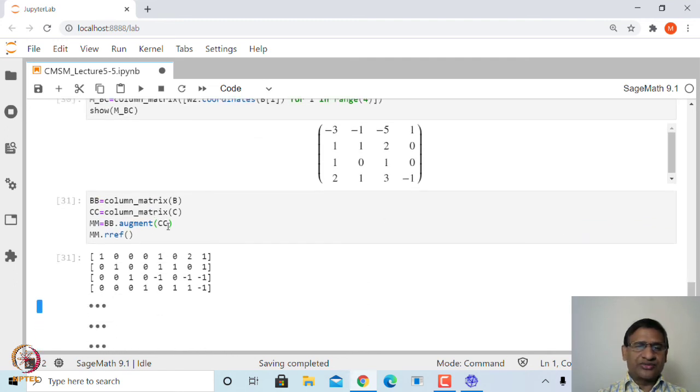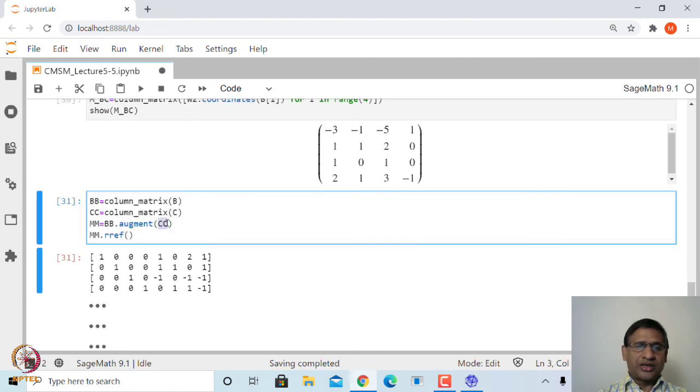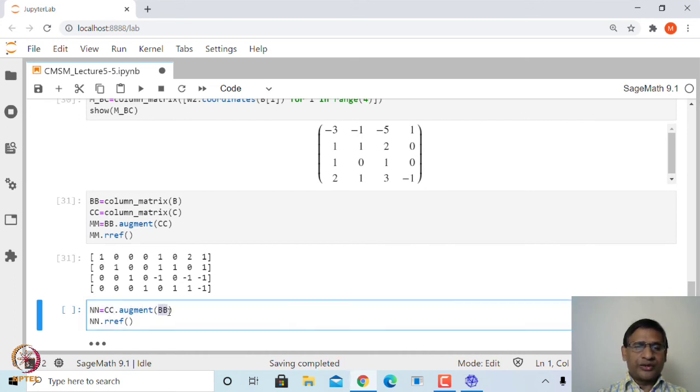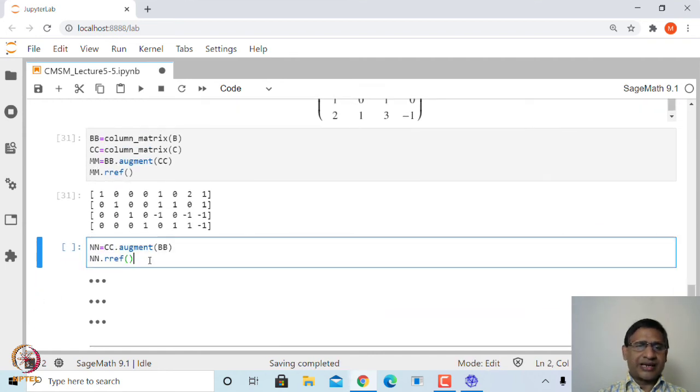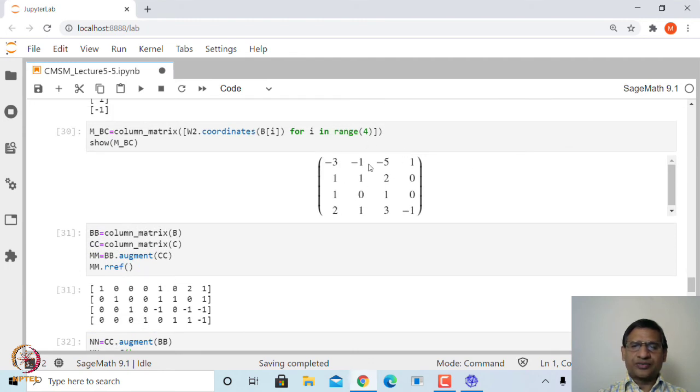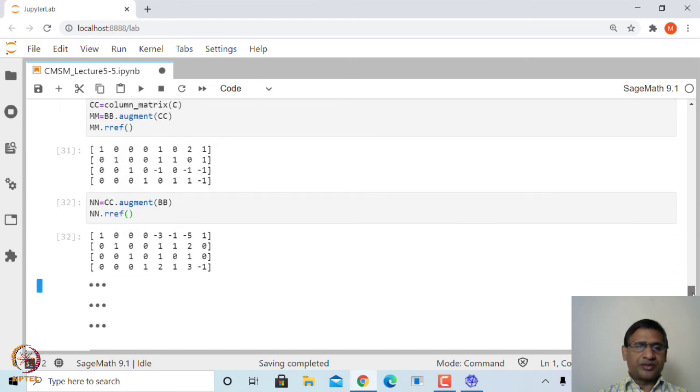So what we are doing in this case is finding the coordinate of each vector in C with respect to basis B. Similarly, if you augment B over C, that means you take the matrix whose first 4 columns are coming from basis B and the next 4 columns from basis C, and then apply RREF. Then the last 4 columns will be nothing but the matrix which you have obtained. So that is your MCB, right.